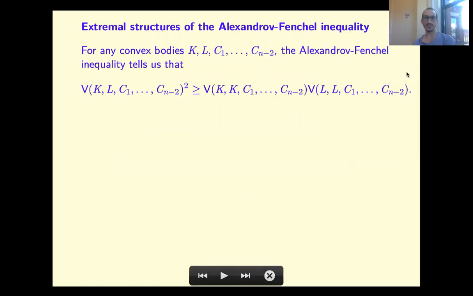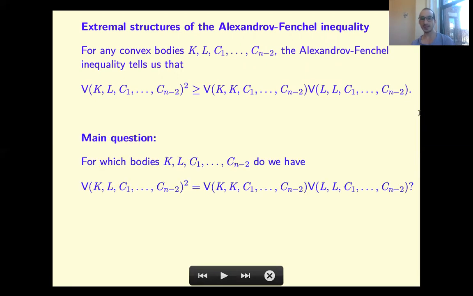Let's start by stating the Alexandrov-Fenchel inequality, which is a statement about mixed volumes, which I will remind you what they are shortly, but for those of you who already know what they are, here's the statement. So we have n convex bodies in R^n, K, L, C1 to C_{n-2}, and the inequality is telling us that the mixed volume V(K,L,C1,...,C_{n-2}) squared is greater than V(K,K,C1,...,C_{n-2}), so these bodies always remain fixed, times V(L,L,C1,...,C_{n-2}).